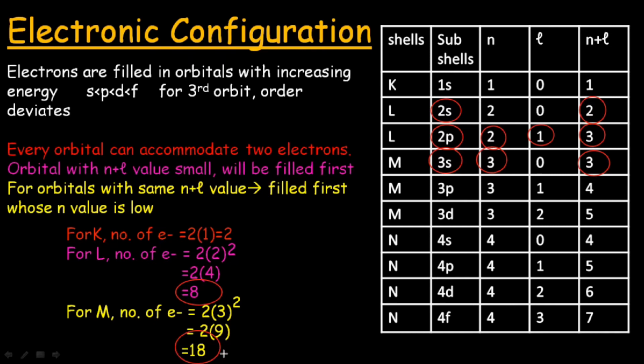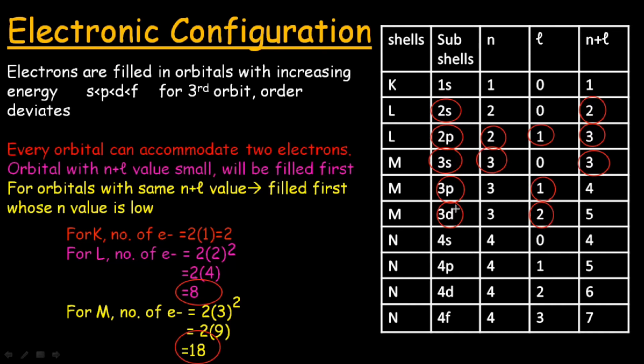The M orbit can accommodate 18 electrons and 2 of them go into the 3s orbital. The remaining are 16 electrons. Now go for 3p. The azimuthal quantum number for p is 1. The principal quantum number will remain the same. 3 plus 1 gives us the answer 4. As p can accommodate 6 electrons, 6 of 3p and 2 of 3s make a total of 8 electrons, but 10 electrons of the M orbit are still remaining. Now go for 3d, which has azimuthal quantum number 2. 3 plus 2 gives us the answer 5.